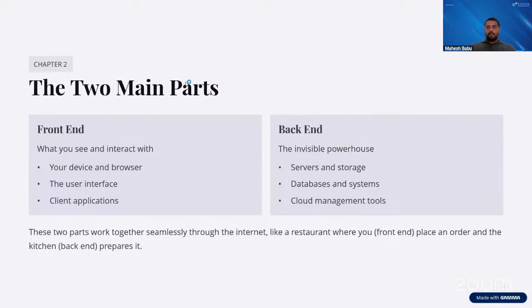Through browser only, I'm trying to access the cloud resources. Backend, like an invisible powerhouse: servers, storage, databases, systems, and the cloud management tools. Why have they mentioned cloud management tools? Since the cloud infrastructure is completely managed and maintained by the cloud provider, we are supposed to see this, and we are supposed to manage it as well.